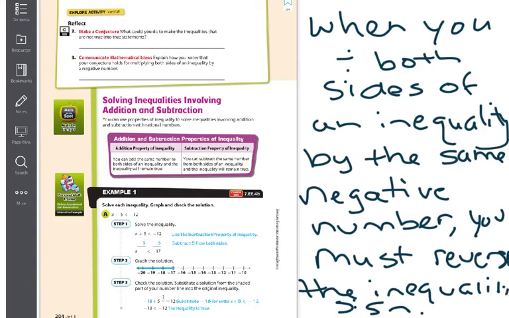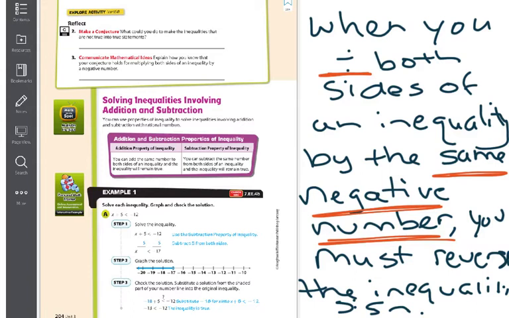You have to flip or reverse the inequality sign. That is only when you are dividing both sides of the inequality by a negative number, okay? By the same negative number. That's when you reverse the inequality, okay?